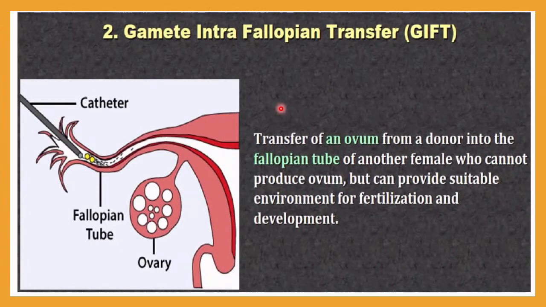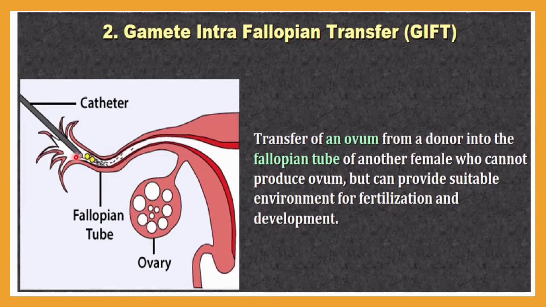The next method is gamete intrafallopian transfer, that is GIFT. So let me understand what that is. It is the transfer of an ovum. Here you can see the ovary, which is responsible for formation of an ovum, and the ovum from the donor is transferred into the fallopian tube of another female. The ovum is accepted as a donated ovum from another female and transferred into this female, because she is not capable of producing ovum. That's why she needs a donor ovum. In this way the ovum from the donor is transferred into the fallopian tube of another female. Here the gamete will be transported into the fallopian tube of the female.